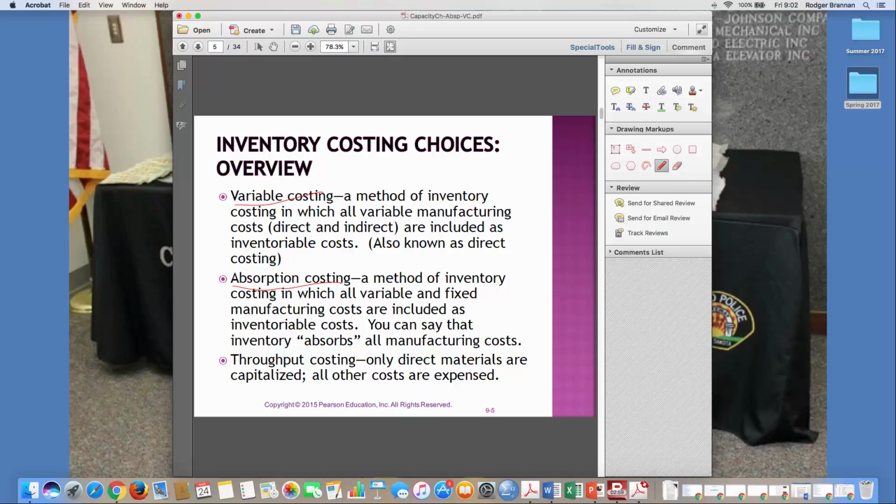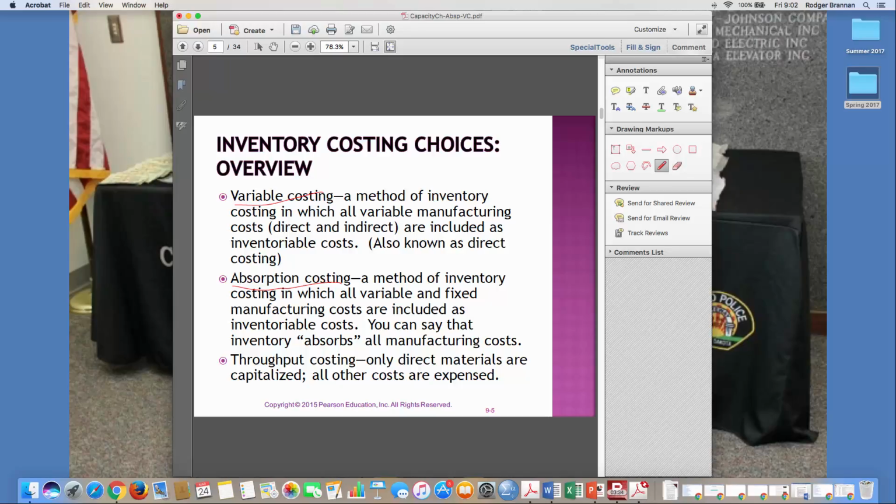Absorption costing is what is required under GAAP. That is, GAAP says, look, okay, the world is made up of manufacturing and non-manufacturing. If it's a non-manufacturing cost, it's a period cost. It gets expensed. And GAAP says that any and all manufacturing costs, basically anything that occurs within a factory, must be included in the cost of goods manufactured and therefore into the cost of the inventory that you're producing. It doesn't make any distinction between fixed and variable. It just makes the distinction between manufacturing and non-manufacturing.